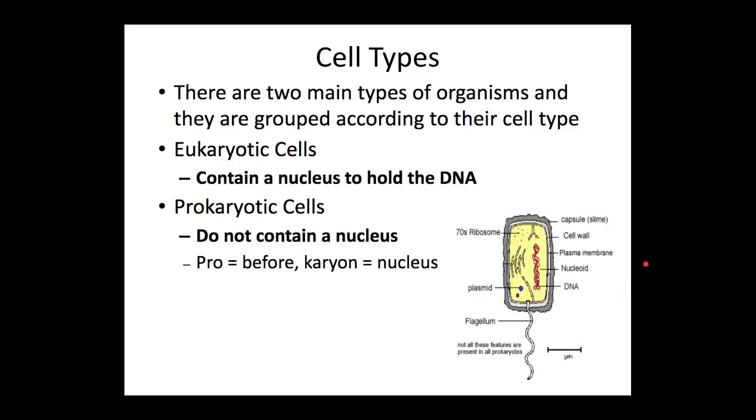All right, now moving on to prokaryotic cells. So there are two main types of organisms, and they are grouped together according to their cell type. And these two cell types are eukaryotic cells and prokaryotic cells. So eukaryotic cells contain a nucleus that holds the DNA within the actual cell, and prokaryotic cells do not contain a nucleus, and their DNA is free floating within the cytoplasm. That's really how you distinguish both of these cells from each other.